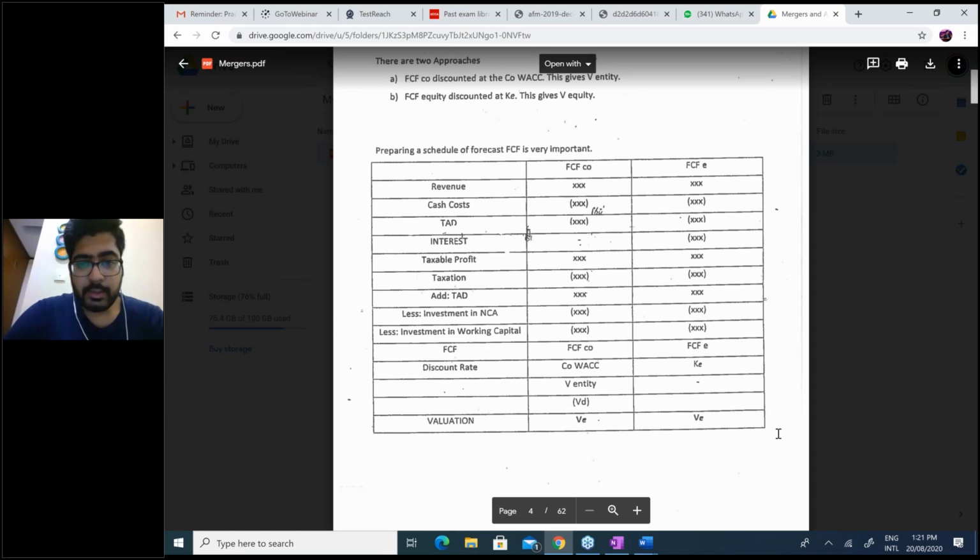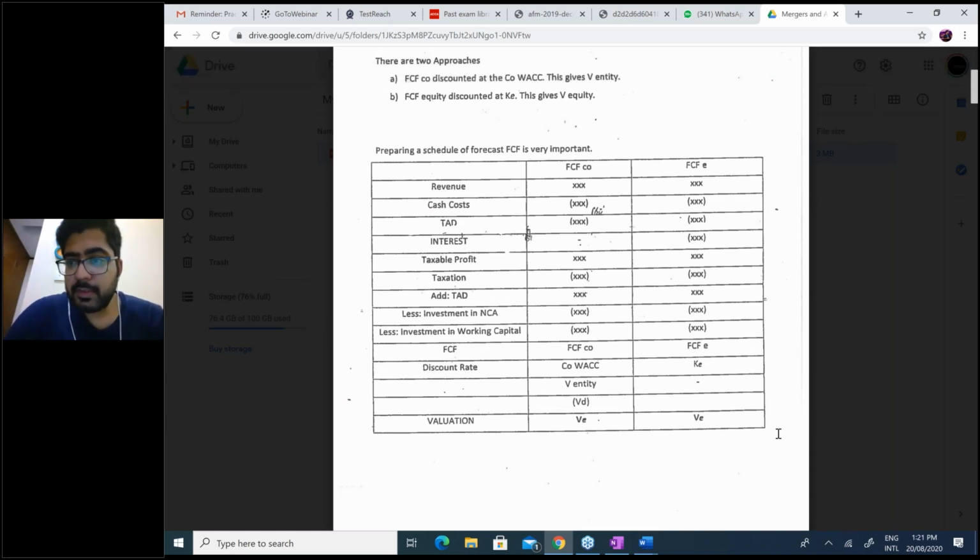So there are two differences. The first difference is you take future revenues in both, future cash costs, future depreciation. In FCF to company interest doesn't come, but in FCF to equity interest comes. You get taxable profit, pay tax, add back TAD, less investment in NCA, investment in working capital. You get FCF to company and FCF to equity, discounted by company's WACC, discounted by KE to get value of entity, deduct value of debt to get value of equity, and there only value of equity. Okay, any questions on this, please ask.